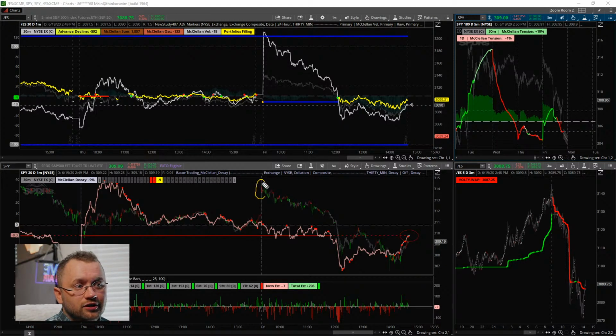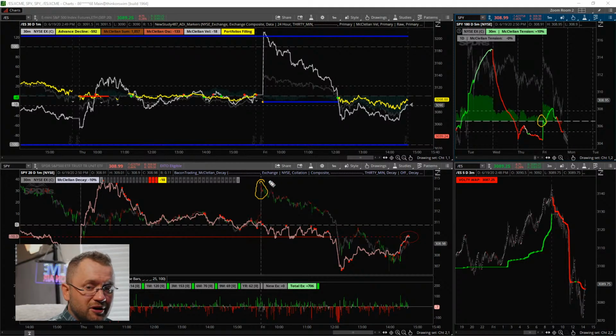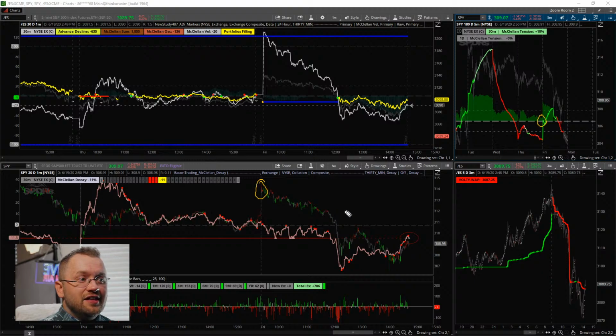I'm looking at this because I like that these lined up really well. I think it was really clear that the bears came in and defended as best they could, 30-minute tension. And then they used the bulls who trapped in to pump this down. And then the bulls started to fight back. And now tension is moving down, and we have this position here and this position here.